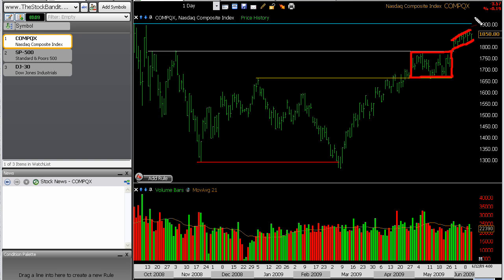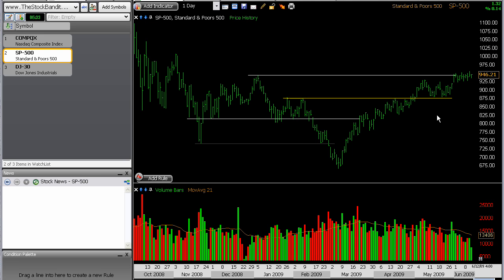So for now, the next important resistance level is right up here at 1950, and of course support would be down here at the 1785 level. So we're kind of caught about in the middle of that range right now. The short-term trend is up. The intermediate trend is up from the March low. But in the very near term, not a ton of momentum there. So keep an eye on those two levels.